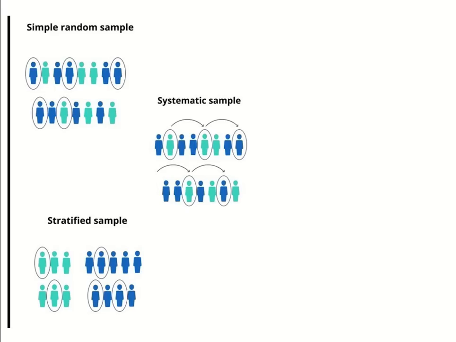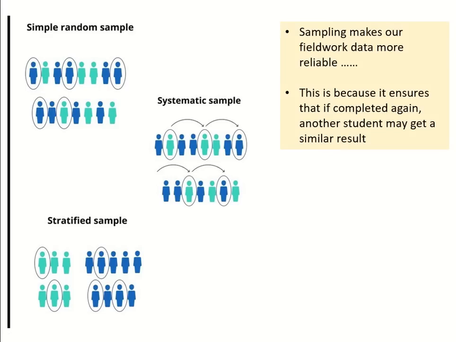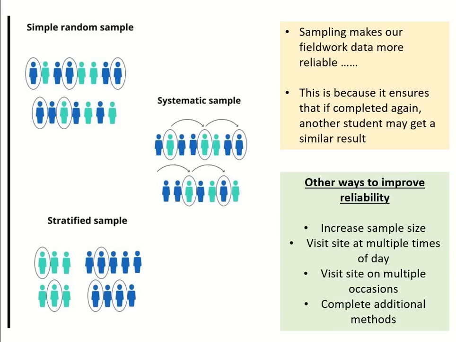In geography, the systematic sample is what you would most likely use. You would place a quadrat at every 10 meters to measure a sand dune. You would measure air pollution every 20 meters in Liverpool. Now, we do this for a couple of reasons, mainly because sampling makes our fieldwork data more reliable. And what that means is that if we were to complete the same investigation again, another student may get a similar result. We can improve our reliability as well and our accuracy by doing several things.